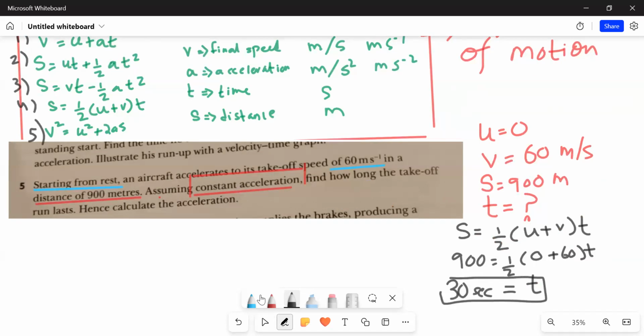I hope everybody got the same answer. Okay, next question is question 7 from the book I'm following. Not that the question number matters.